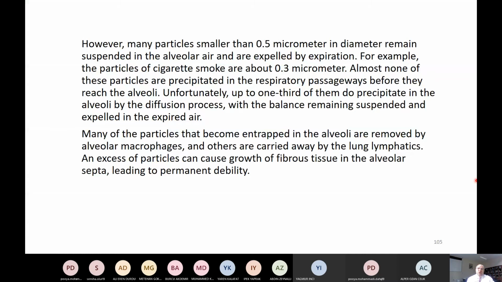Particles smaller than half a micrometer will remain suspended in the alveolar air, so they will come out by expired air. For example, the particles in cigarette smoke are about 0.3 micrometer. Almost none of them will be precipitated in the respiratory passages, so they will be expired, but some of it can still stay in alveolar fluid.